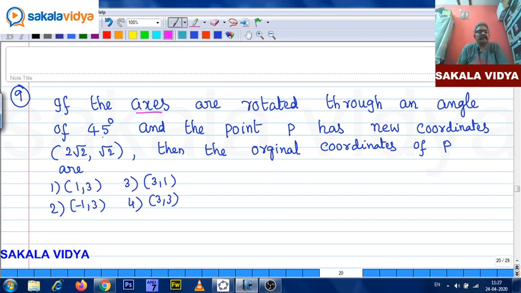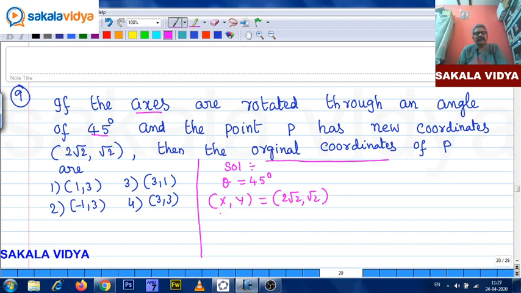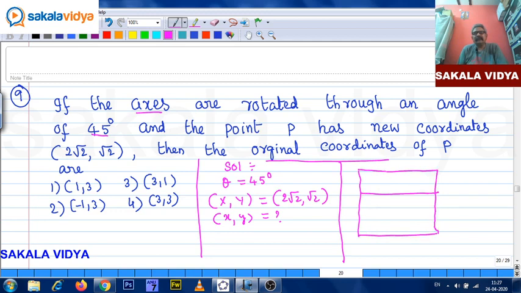Axes are rotated through an angle of 45 degrees. That means this problem is related to rotation of axes. Theta is equal to 45 degrees given, and new coordinates are given. That means capital X comma capital Y equals 2 root 2 comma root 2, and the original coordinates, small x comma small y, we need to find out. See, we have the box. Let us draw it. The relationship box: capital X, capital Y, small x, small y. This is cos theta. This is minus sine theta. This is sine theta.